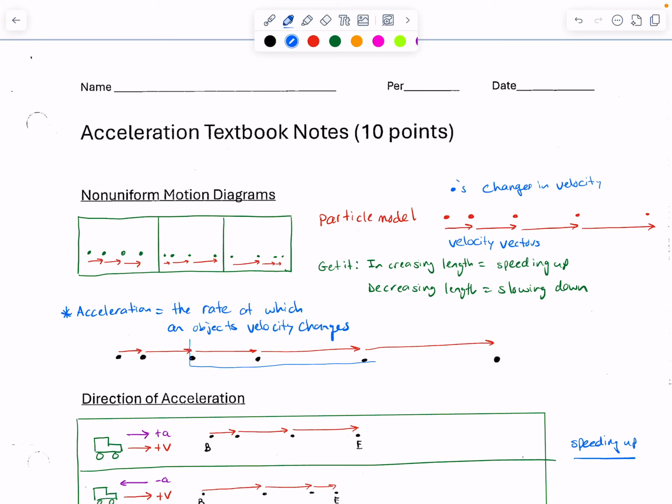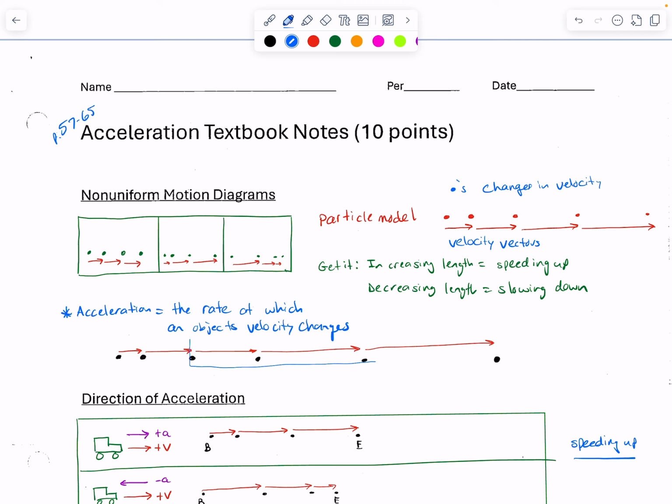Hi there, let's take a look at physics today. We're looking at lesson one on acceleration. This is from your textbook on pages 57 through about 65 or so. And we did this over the course of 2 days, both Thursday and Friday.